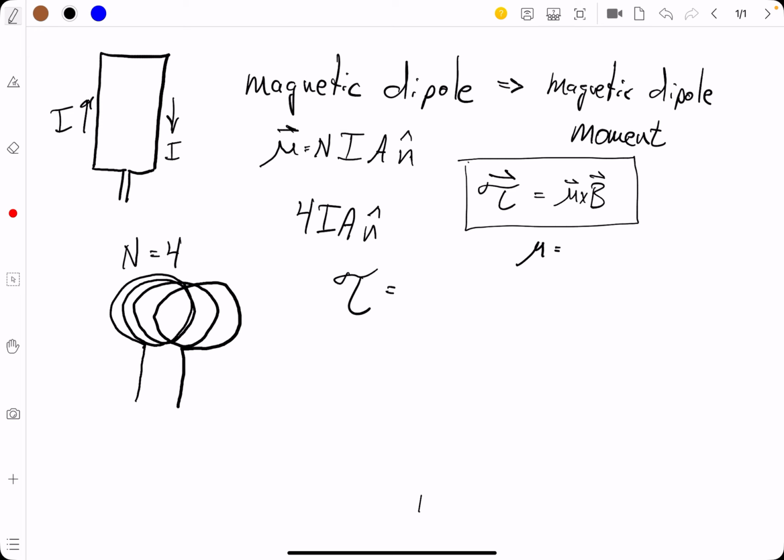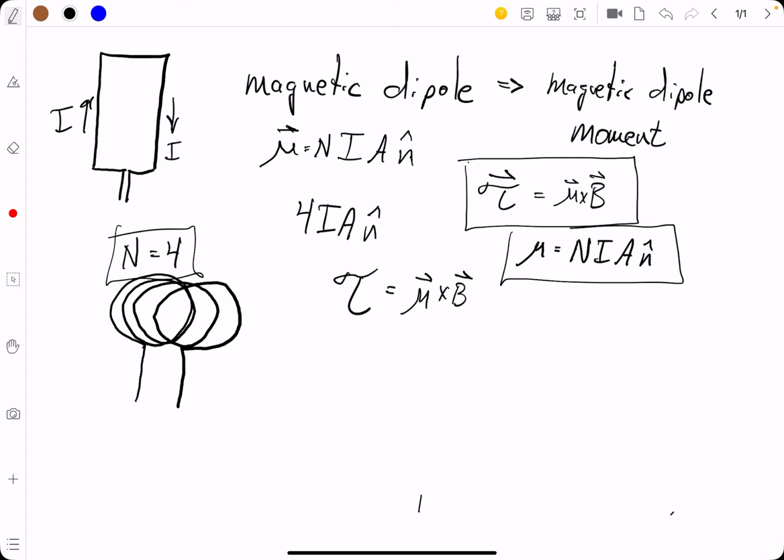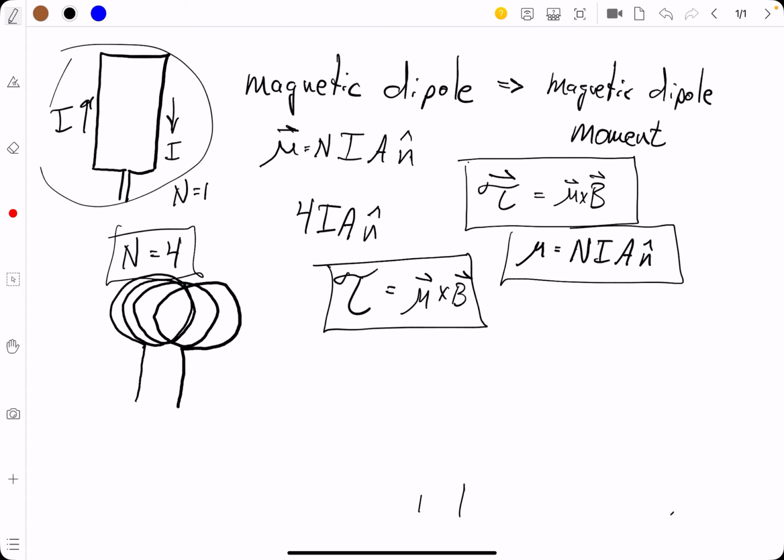So good, but what we're going to do is replace mu, instead of I A, with n for the number of turns. Okay, so mu is now n I A n hat. And then you'll have the same equation, mu cross B. And this case just happens to be the case of n equals 1. So mu cross B, that is our takeaway from this. All we really have to do is learn about what is mu cross B.